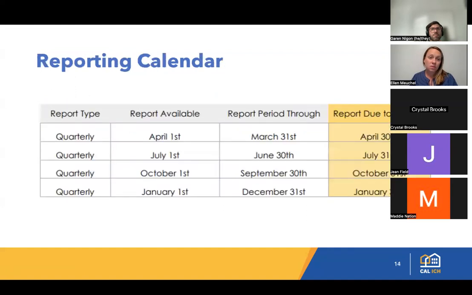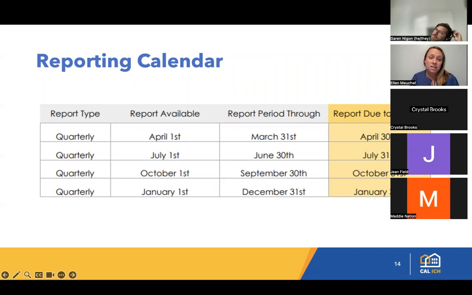Moving forward to our calendar. This is a handout that you will receive following this email. It's a great printout, something you can just stick on your desk, especially for those folks who will be completing reporting for your organization. The quarterly reports are released and due back to Cal ICH on the same day every year. We do this for our HAP reports as well. So the nice part about this is there's a lot of consistency and you can kind of expect what to see.